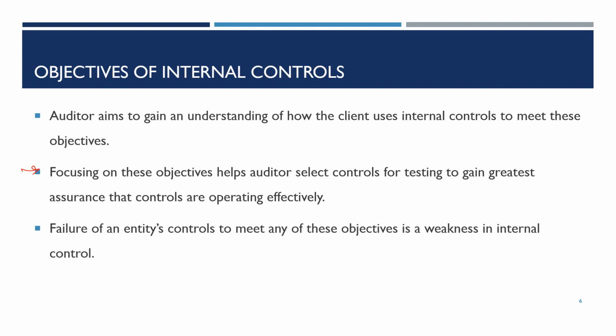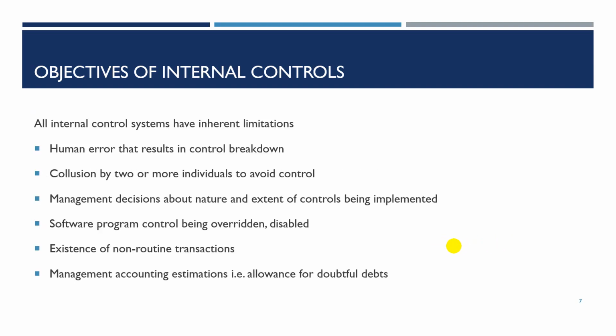If an entity's controls fail to meet any of these objectives, then this will be classified as a weakness in internal control. Internal controls, no matter how effective, can only provide reasonable assurance in achieving the financial reporting objectives, as there are some inherent limitations of internal control.